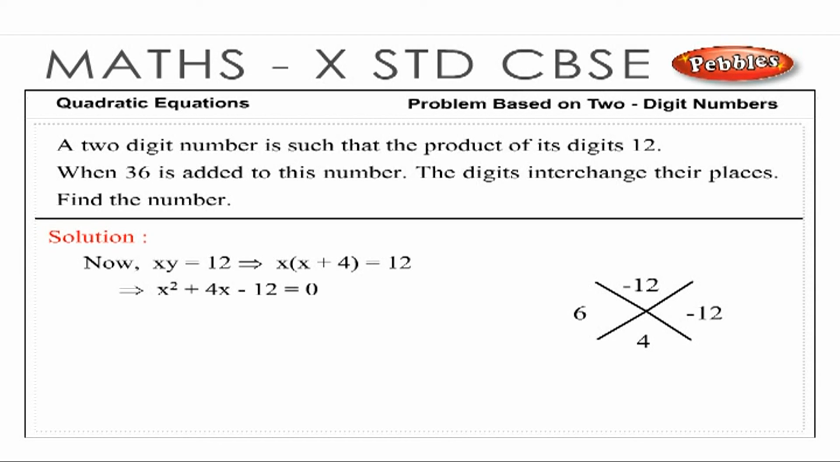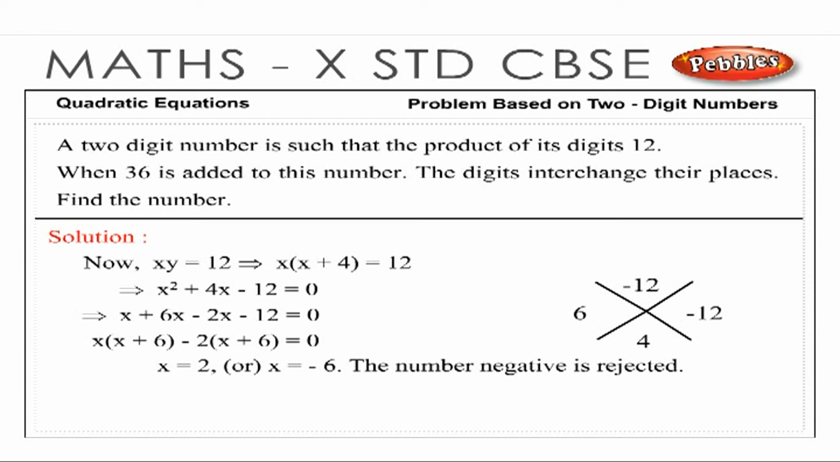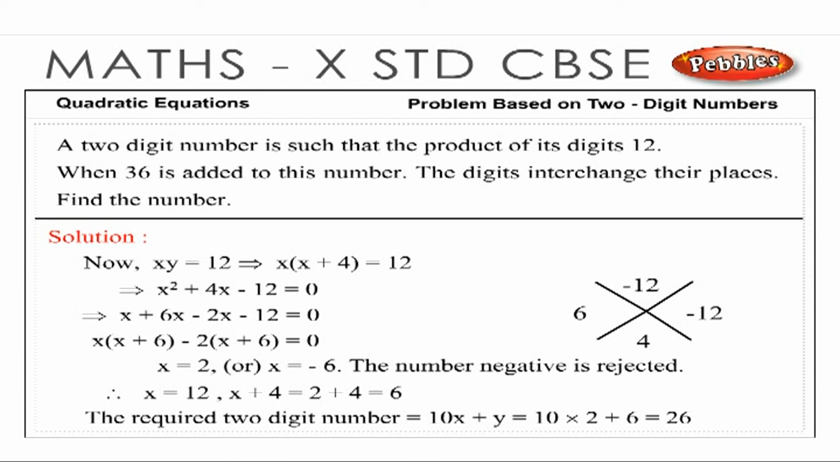x square plus 4x minus 12 is equal to 0. This implies x square plus 6x minus 2x minus 12 is equal to 0. x into (x plus 6) minus 2 into (x plus 6) is equal to 0. x is equal to 2 or x is equal to minus 6. The negative number is rejected. Therefore, x is equal to 2. y is equal to x plus 4, which is 2 plus 4, equal to 6. The required two-digit number is 10x plus y, which is 10 into 2 plus 6, equal to 26.